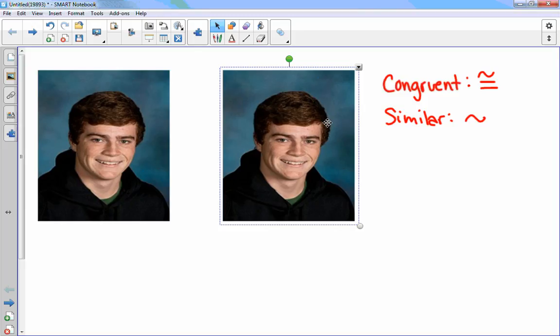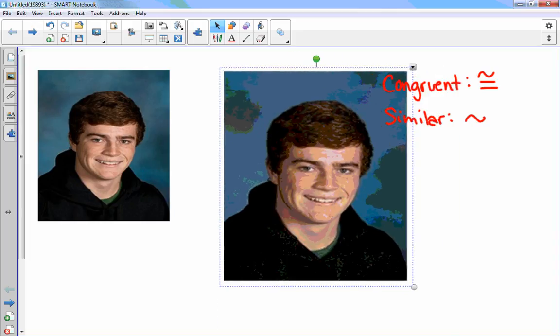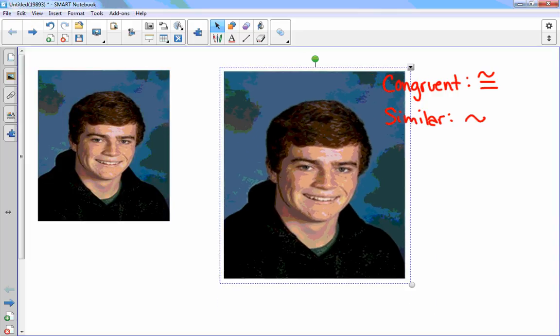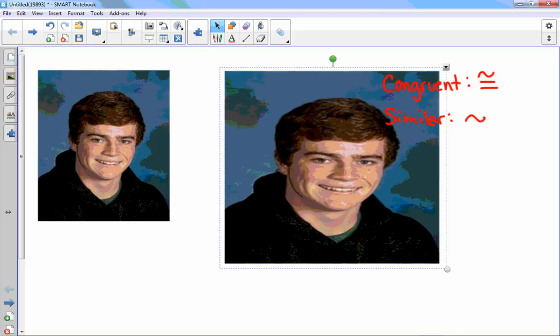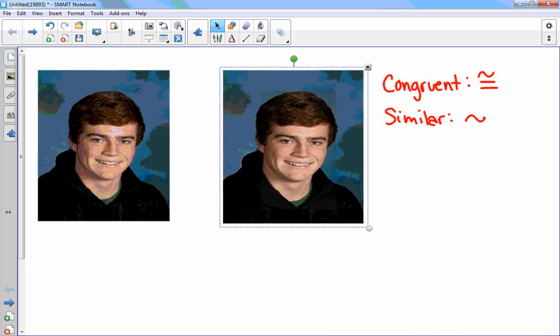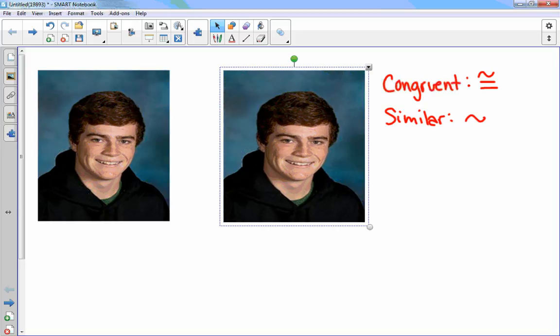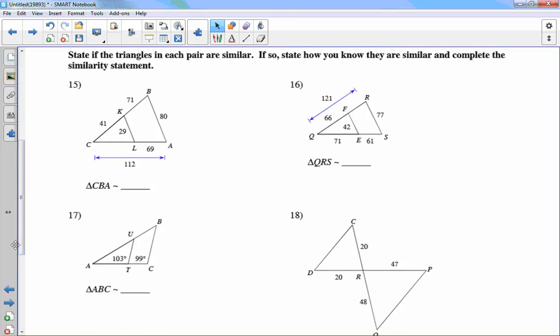Now, watch what happens when I drag a corner. What happens to the angles? They stay the same. So the angles are congruent, but the sides grow proportionally. The sides grow proportionally, the angles stay congruent. So when we use our postulates on similarity, angles are congruent, the sides are proportional.